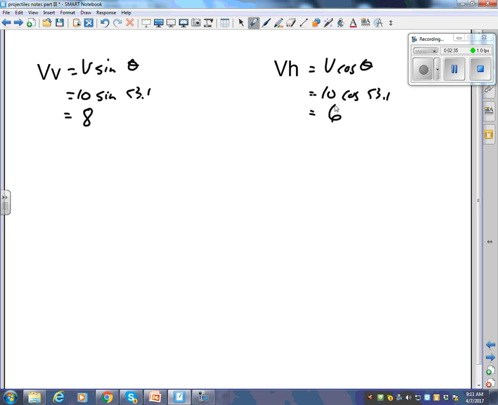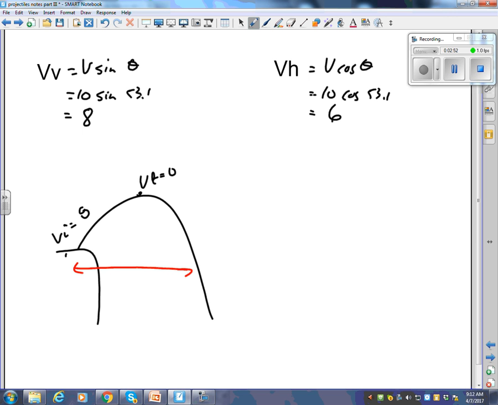Okay, so what does that mean? It means that as it's launched, the initial vertical is 8, and it's going to end up here, the vertical at 0, and the horizontal, the entire time, the VH is going to be 6. So the entire time that this thing is flying through the air, neglecting air resistance, the horizontal component is 6.